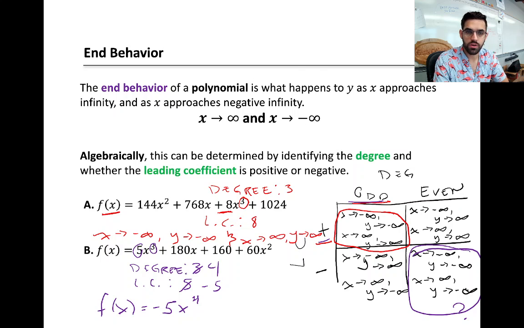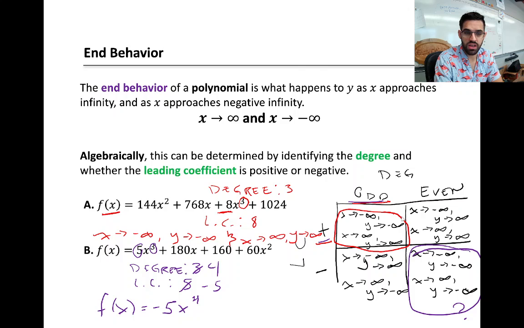If I were to look at just the polynomial function expression and not a graph, we can get the same information. We need to know two things. We need to know the degree, if it's odd or even, and we need to know the leading coefficient, so that number on that leading term. So for example A, here's the leading term. The degree is 3, and the leading coefficient is 8. So the degree is odd, and the leading coefficient is positive.